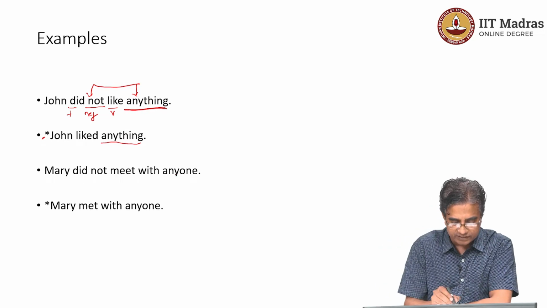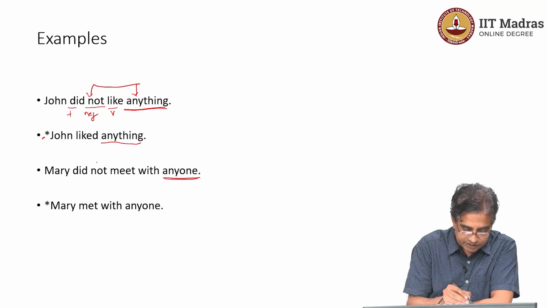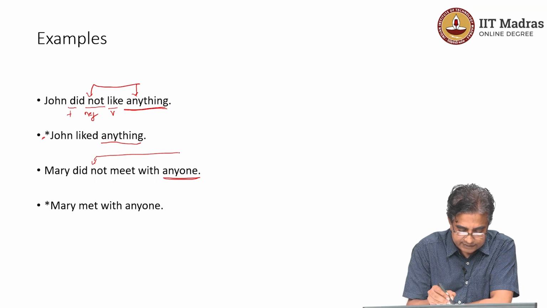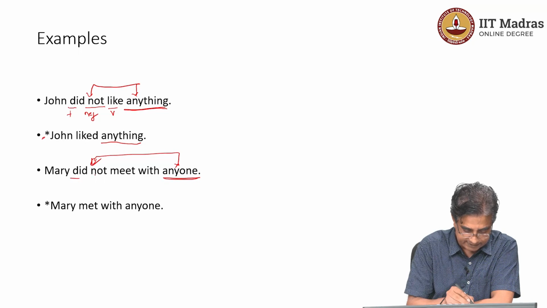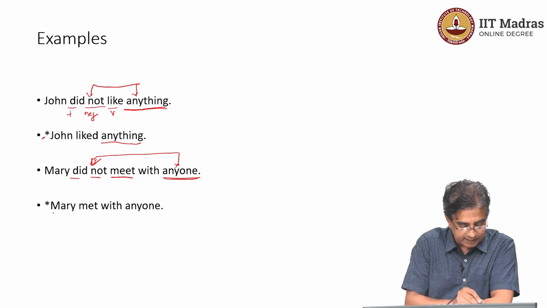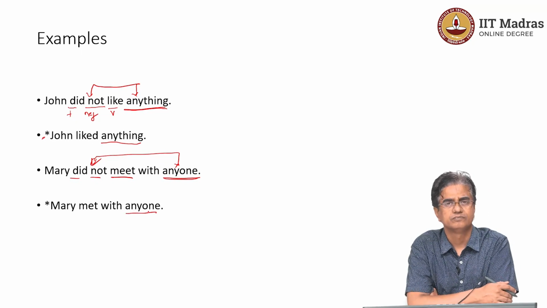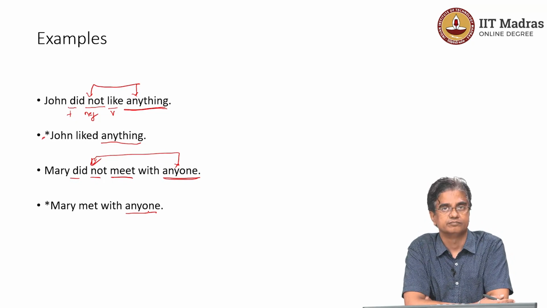Mary did not meet with anyone. Look at this. It is contingent again upon this not. This is tense, this is negation, this is the verb. Because we cannot say Mary met with anyone. This is not a good sentence in English. We can say Mary met with someone.